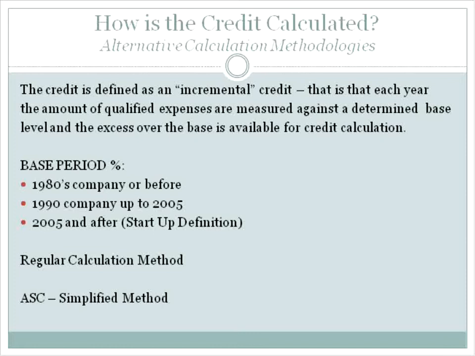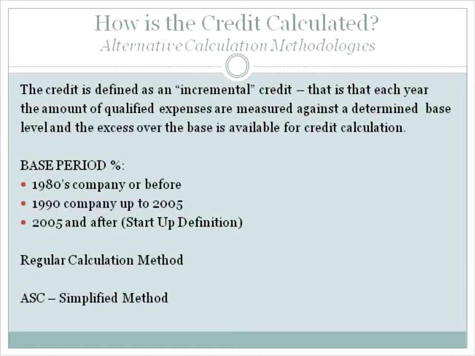But the regular method calls for the establishment of a base percentage, because the credit is defined as what they call an incremental credit. That makes the assumption that somewhere when you started or shortly after you started, you were engaged in some R&D. And the credit was meant to be an incentive to people who are continuing to increase the amount of R&D they're engaged in. So if I'm going to use the regular method, which allows me to go back years and recapture this money, I have to establish what is my base percentage as a starting point.